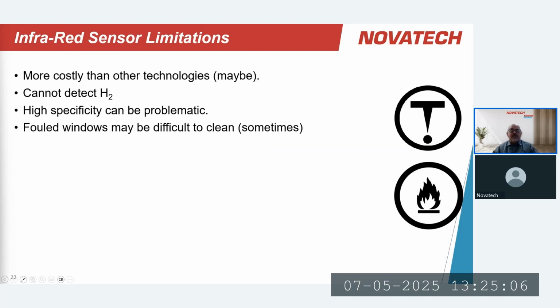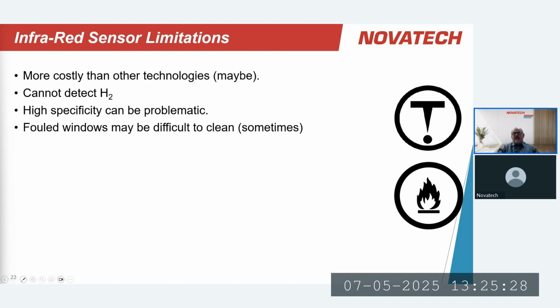But they do have limitations, as all of them do. They do tend to be a little bit more expensive than the other technologies. They do not detect hydrogen. So while infrared is commonly used for flammable gas detection, it's flammable hydrocarbon detection. It will not detect hydrogen. Hydrogen does not absorb in the infrared spectrum the way these do.